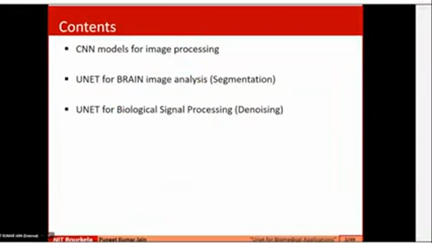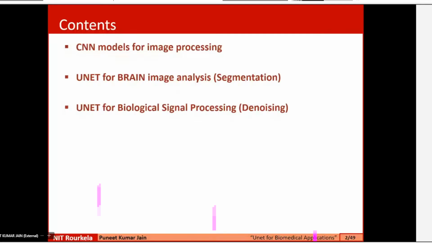First we'll discuss a little bit about the CNN models and the popular CNN models. Then we'll jump to the main topic of this talk, where we'll discuss the application of the UNet model for brain image analysis and specifically stroke lesion segmentation. I have also included one more topic to describe how we can use UNet for various different biomedical applications. In this other application, I'm going to discuss the denoising application of the UNet model.